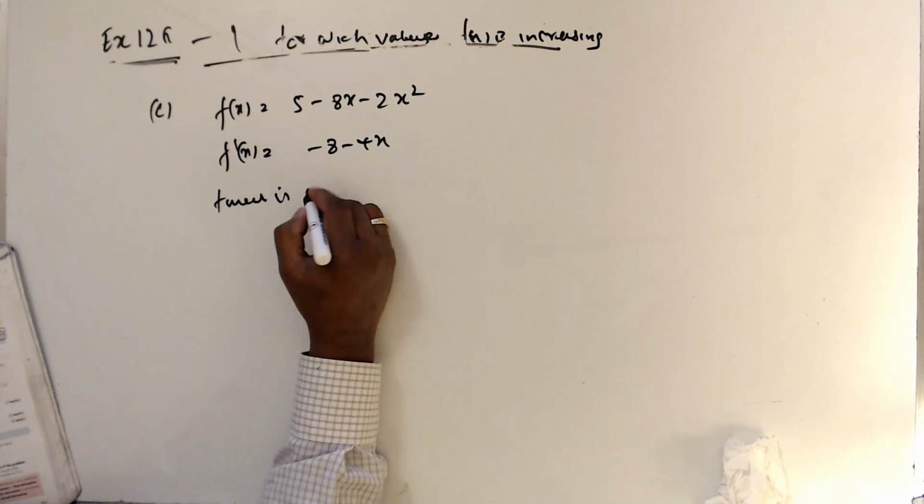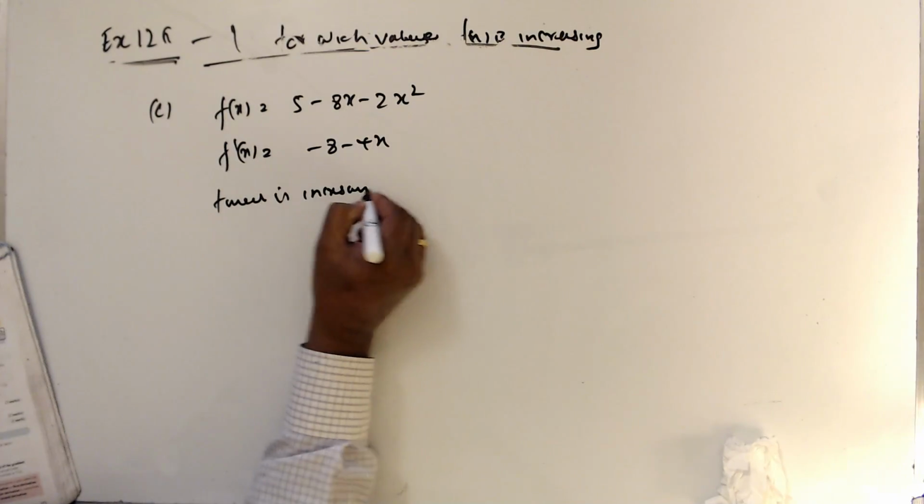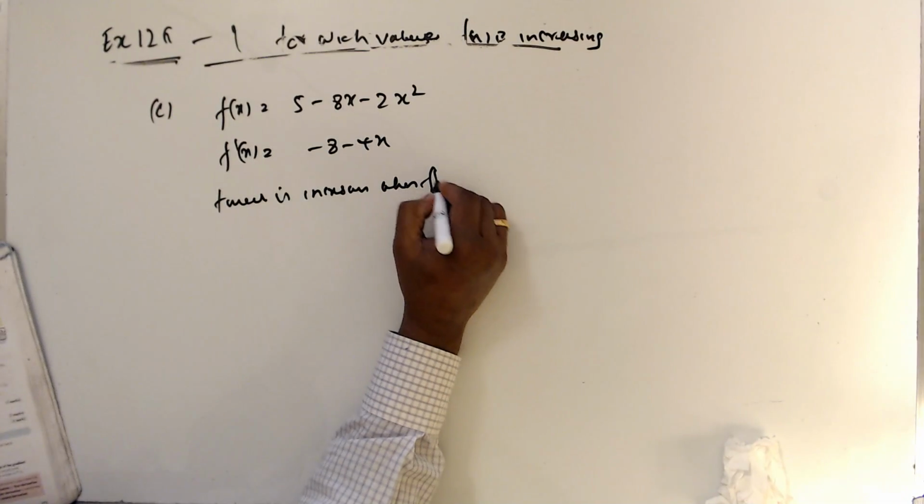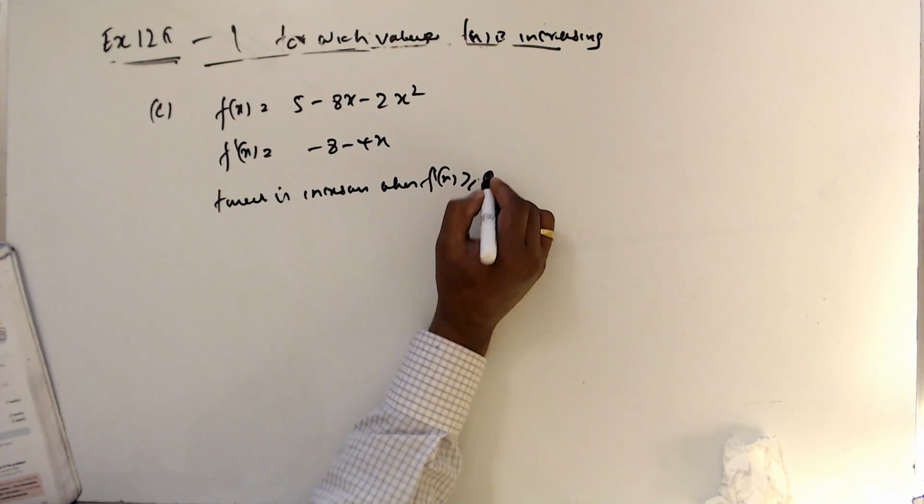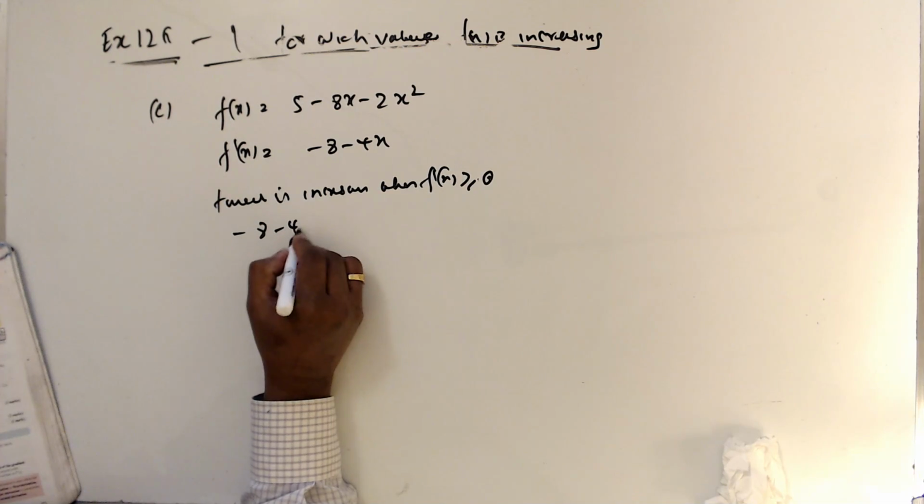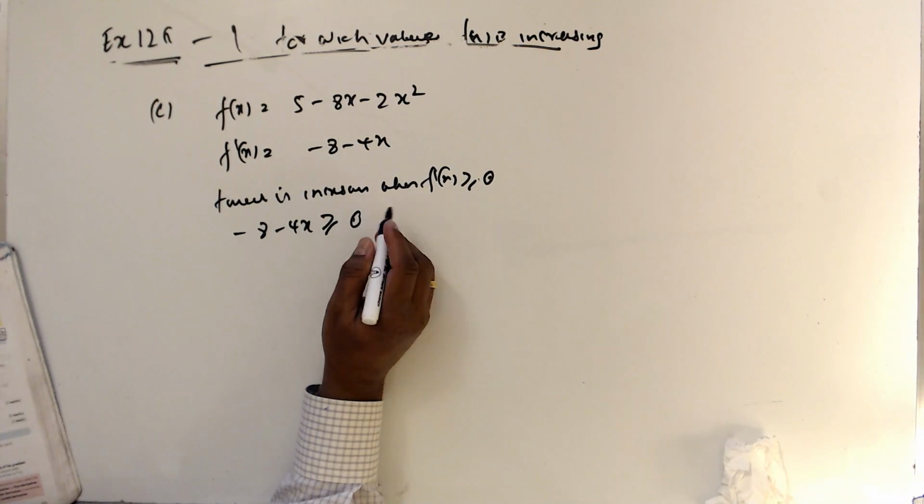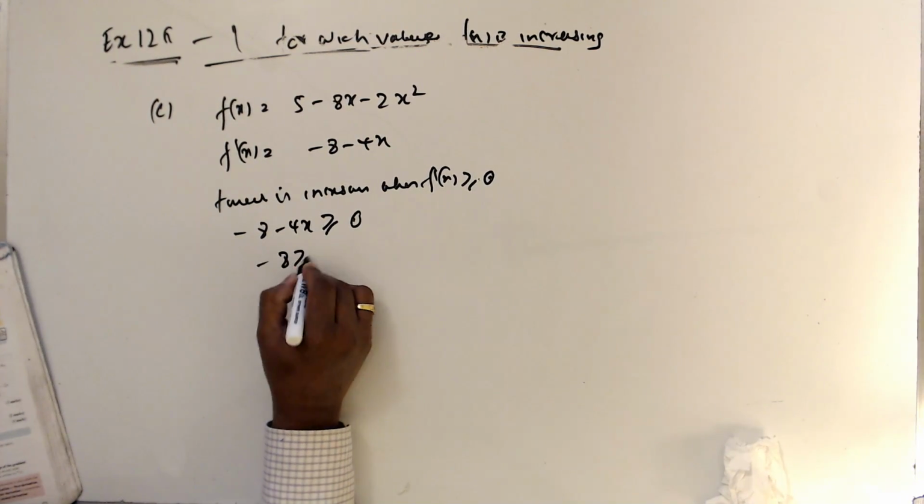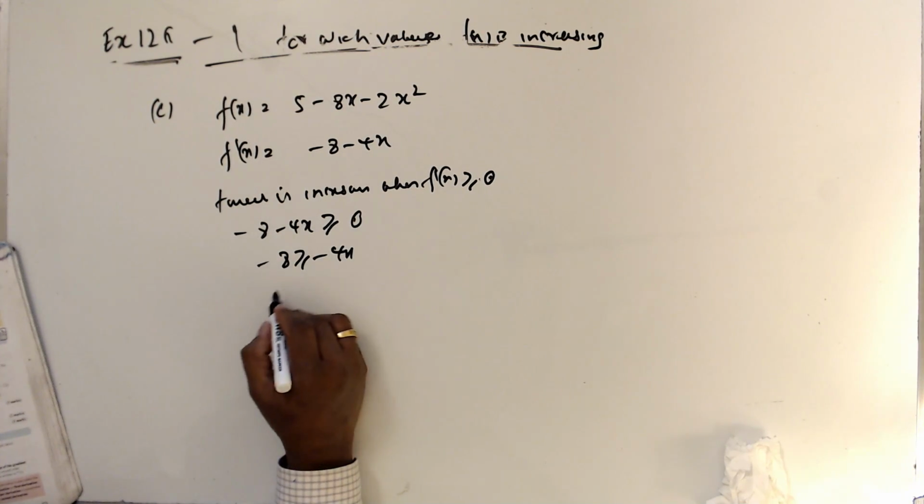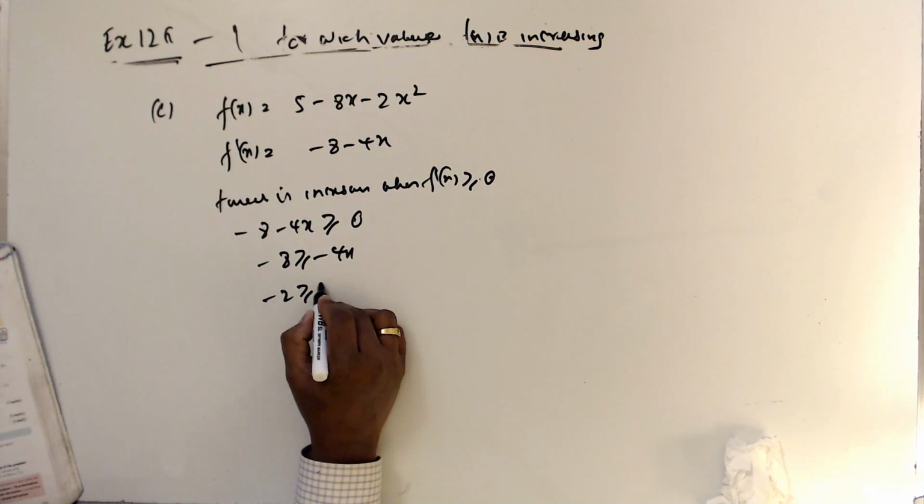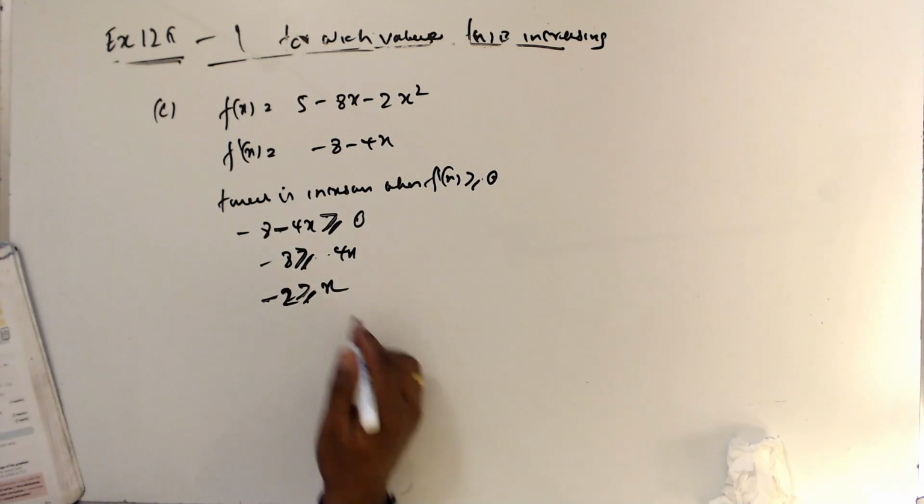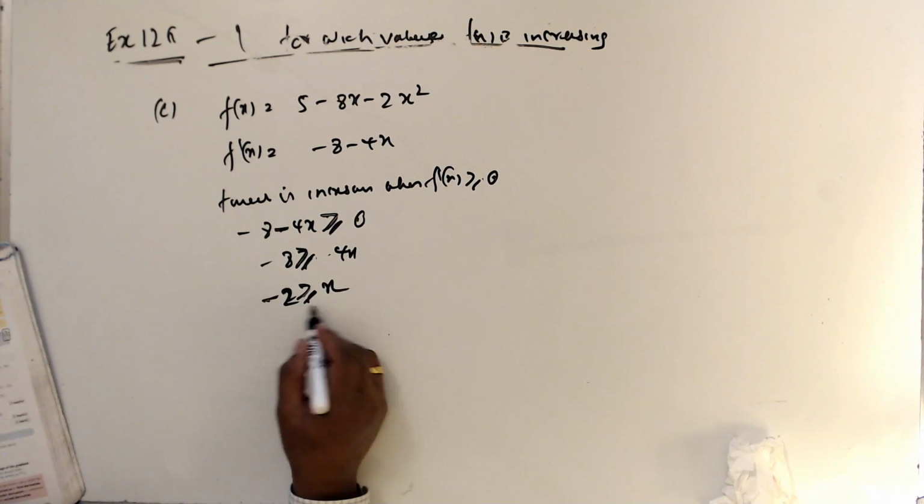The function is increasing when f dash x is greater than or equal to 0. It means minus 8 minus 4x is greater than or equal to 0, so minus 2 is greater than or equal to x.